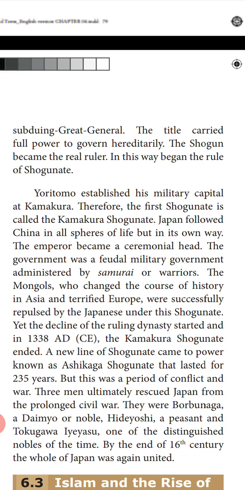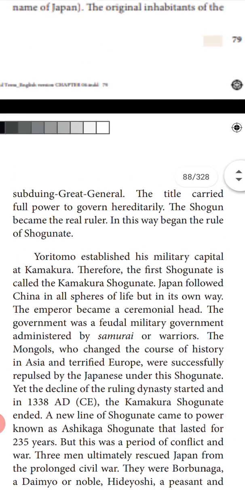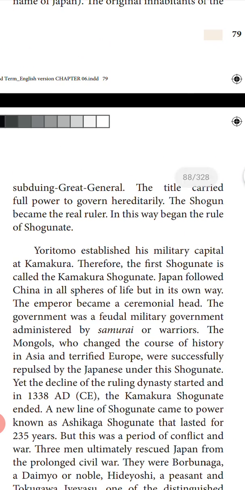Japan followed China in all spheres of life, but in its own way. The emperor became a ceremonial head. The government was a feudal military government administered by samurai or warriors. What is the meaning of samurai? General knowledge: samurai means warriors.